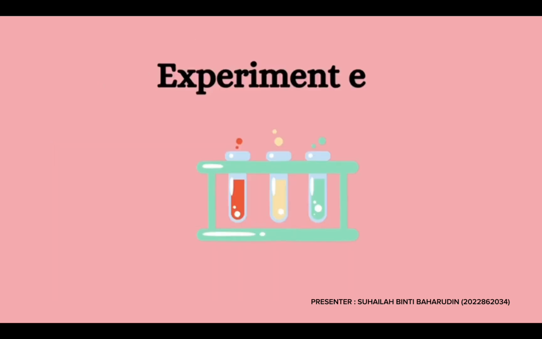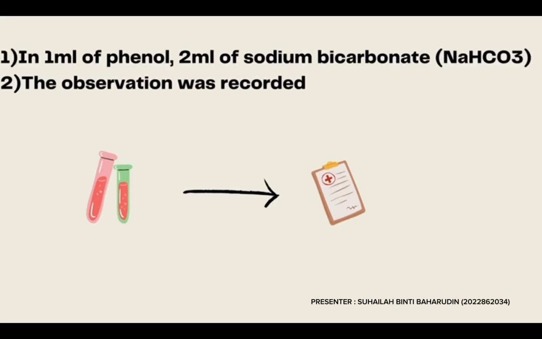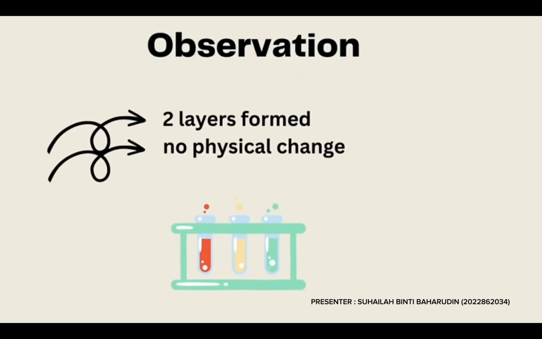And now, I would like to explain about the experiment E. In this experiment, 2 ml of sodium bicarbonate was put in 1 ml of phenyl in a test tube, and then the observation was recorded. For the observation of this experiment, 2 layers form and no physical change.